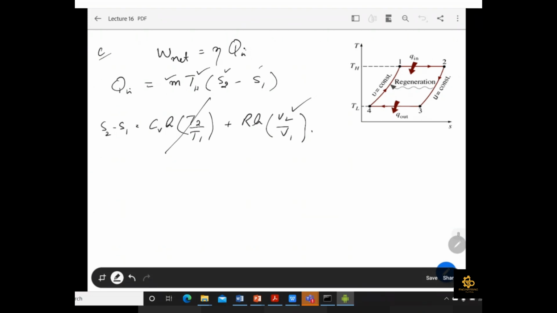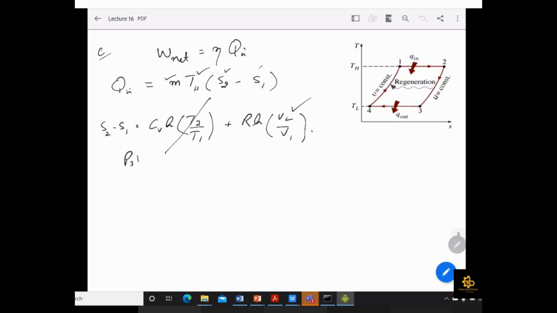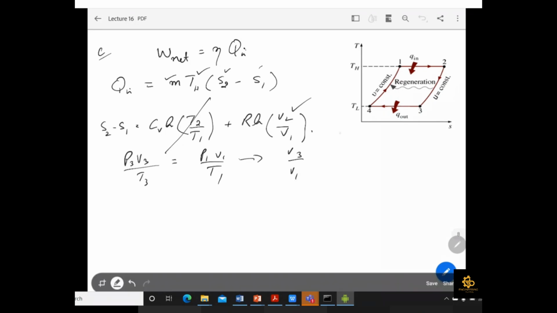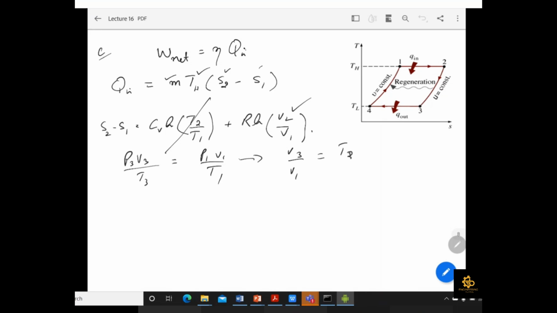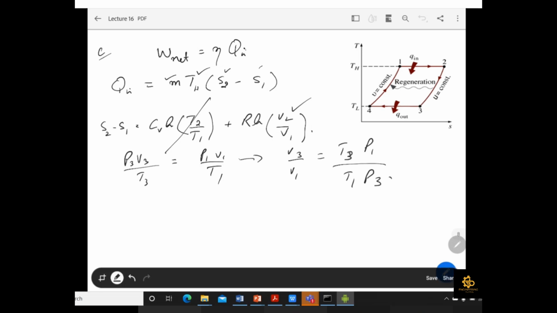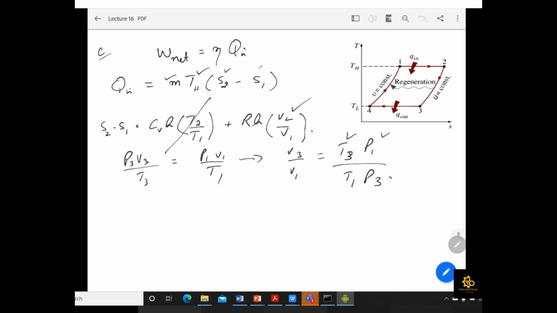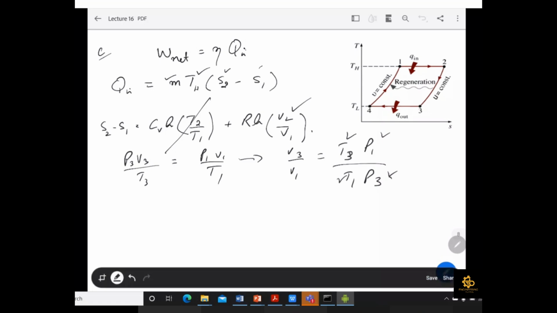In order to find V2 over V1, we can simply apply one relation between point 3 and 1, because these are not isentropic processes. So we can say that P3 V3 over T3 is equal to P1 V1 over T1. From here we can say that V3 over V1 is equal to T3 P1 over T1 P3. Now here we have the value of T3, T1, P1 and P3 in your question.